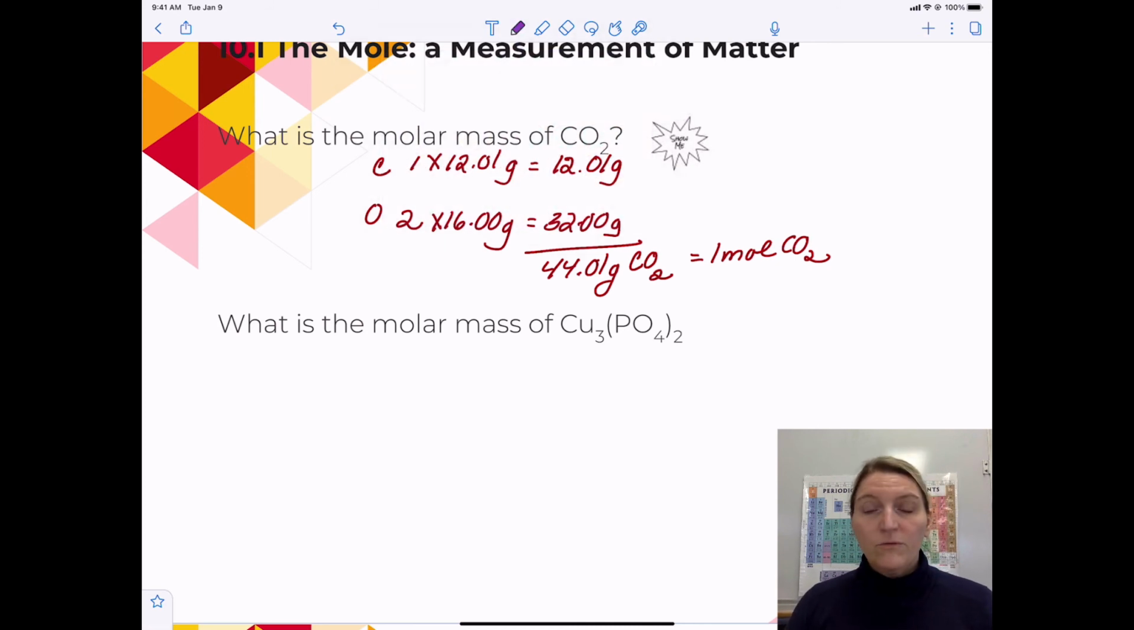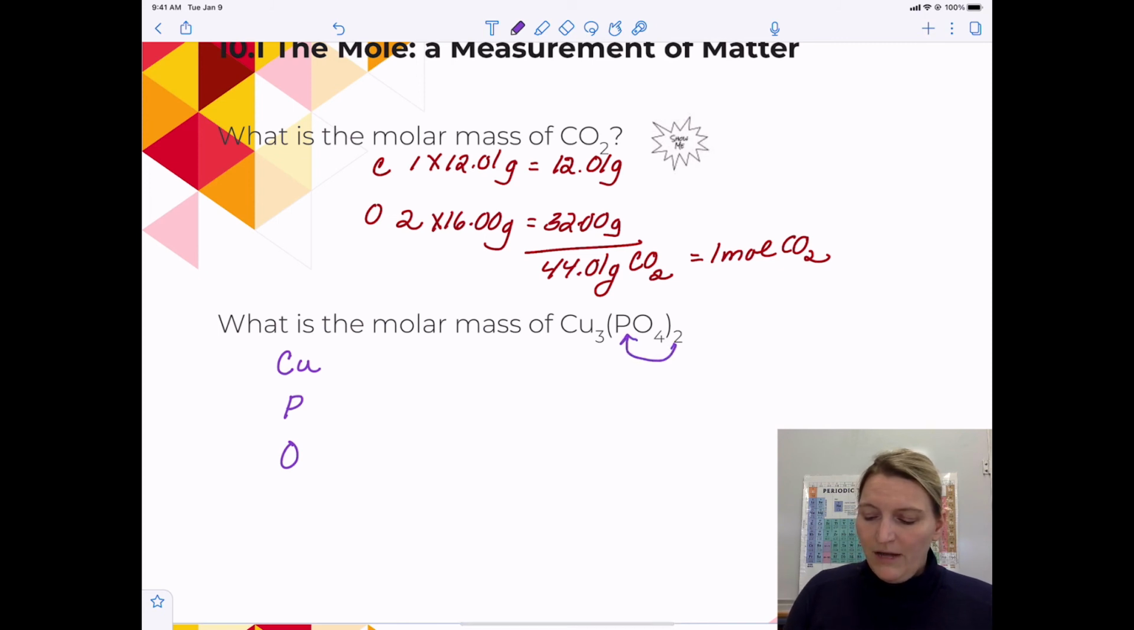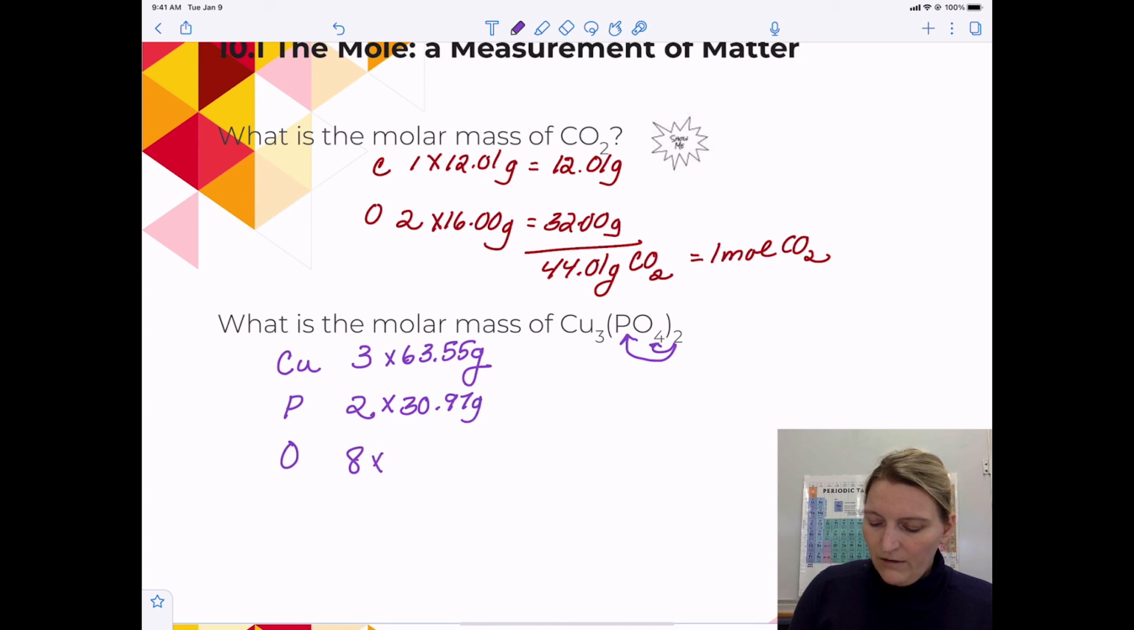And for copper 2 phosphate, this is a little bit more complicated. You should be really careful about how many of each element you have, because especially with polyatomic ions, we need to remember that the outside subscript is going to be a multiplier. So in this case, there's 3 copper, there's 2 phosphorus, and there's 2 times 4 or 8 oxygen. Copper is 63.55 grams, and it will take you a little while to learn where all of these elements are. This is really the first time that you're going to be looking up a whole bunch of different elements.